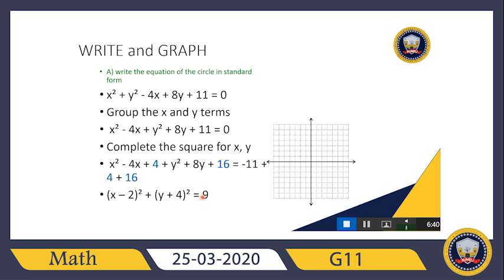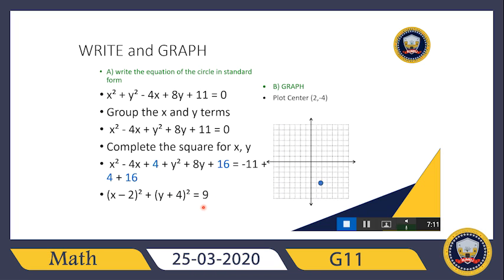So guys, what we did is we transferred this non-standard form equation into a standard form equation of the same circle. So from this equation, we can immediately say that the center of this circle is (2, -4), and the radius of this circle is 3, because this is r squared.